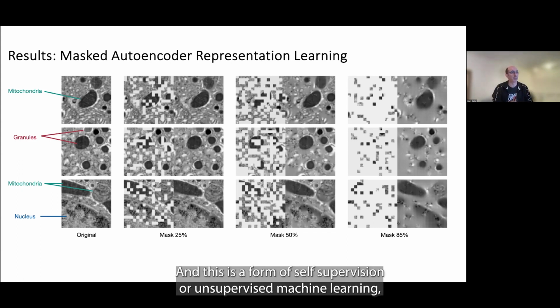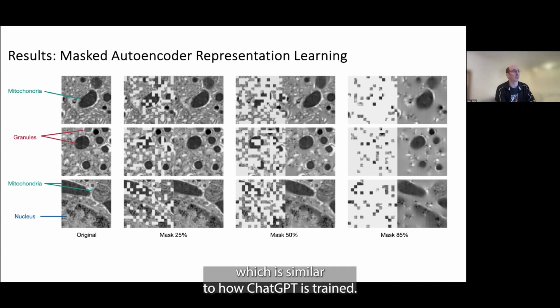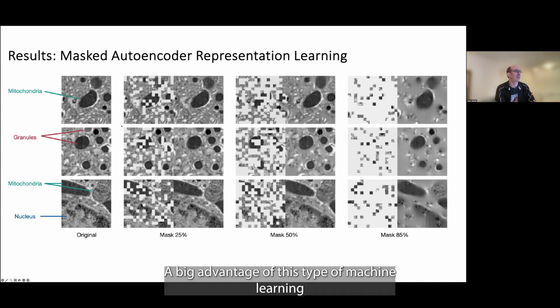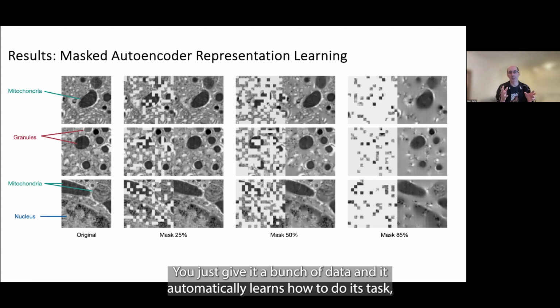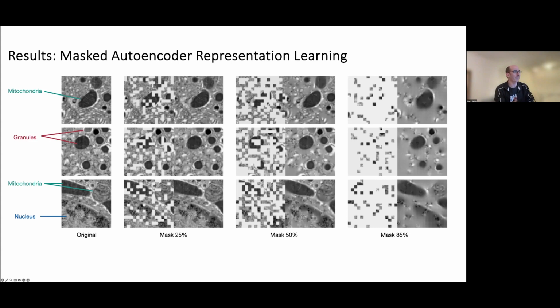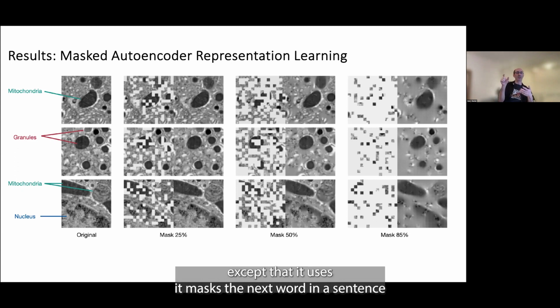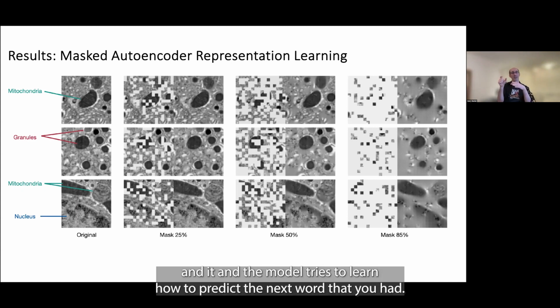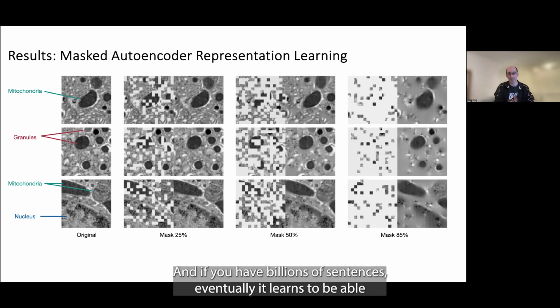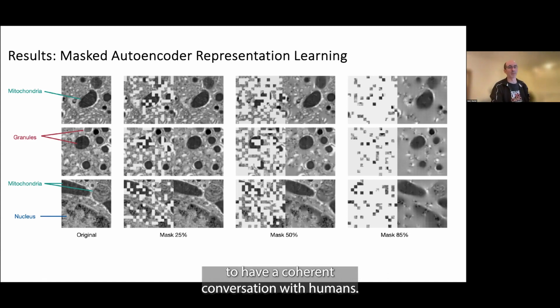And this is a form of self-supervision or unsupervised machine learning, which is similar to how ChatGPT is trained. A big advantage of this type of machine learning is that you don't have to manually create training data. You just give it a bunch of data and it automatically learns how to do its task, which is exactly how ChatGPT works. It does something very similar, except it masks the next word in a sentence, and the model tries to learn how to predict the next word that you hid. And if you have billions of sentences, eventually it learns to be able to have a coherent conversation with humans.